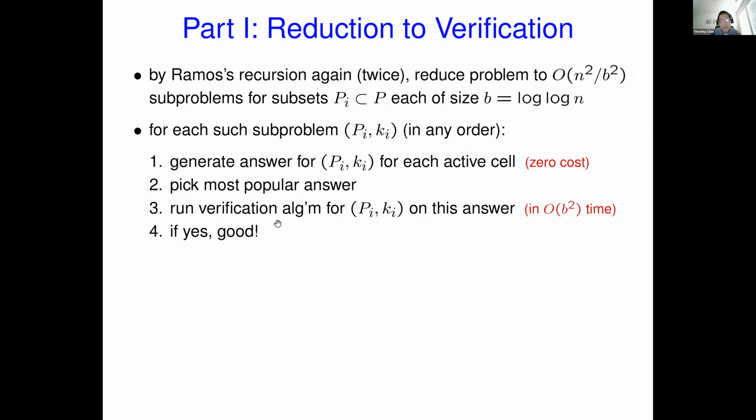So we're going to run the verification algorithm on this guess, and if the answer is yes, then we have the correct answer. But if the verification says no, then unfortunately we have to switch to a slow algorithm to compute the actual answer. And I don't care which slow algorithm you use, as long as it runs in poly b time, then it will be fine, as it turns out. And then that's the whole process. Okay, so as you go on, you go on to the next problem.